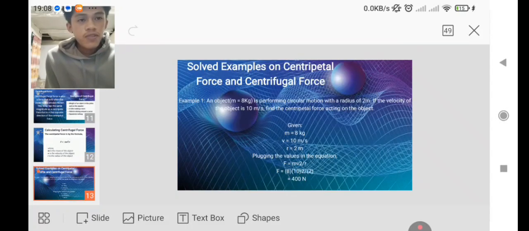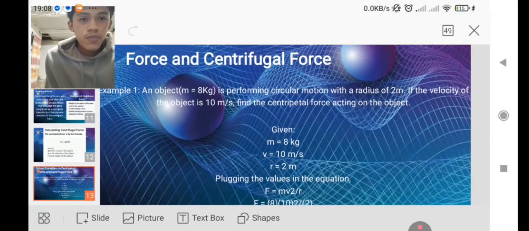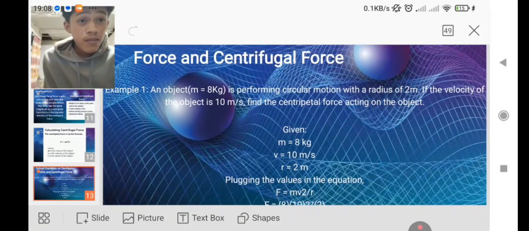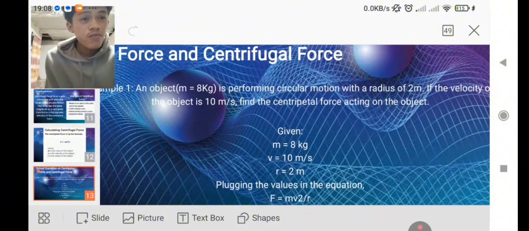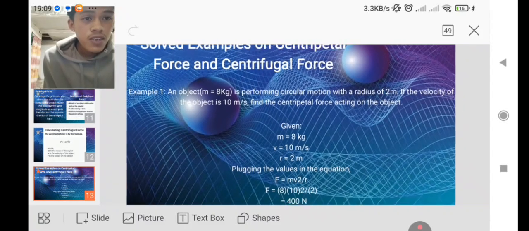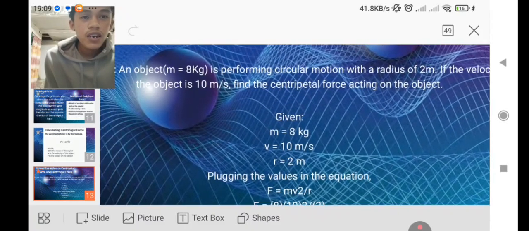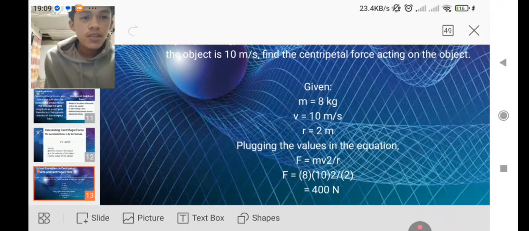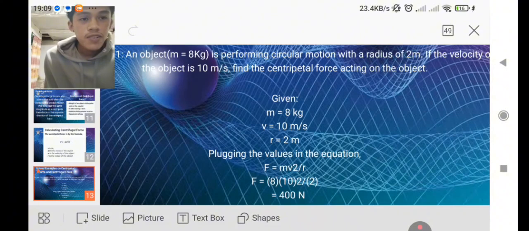So solve example sa centripetal force and centrifugal force. Example number 1: an object has a mass of 8 kilograms and is performing circular motion with a radius of 2 meters. If the velocity of the object is 10 meters per second, find the centripetal force acting on the object. Given: mass equals 8 kilograms, velocity 10 meters per second, and radius 2 meters.